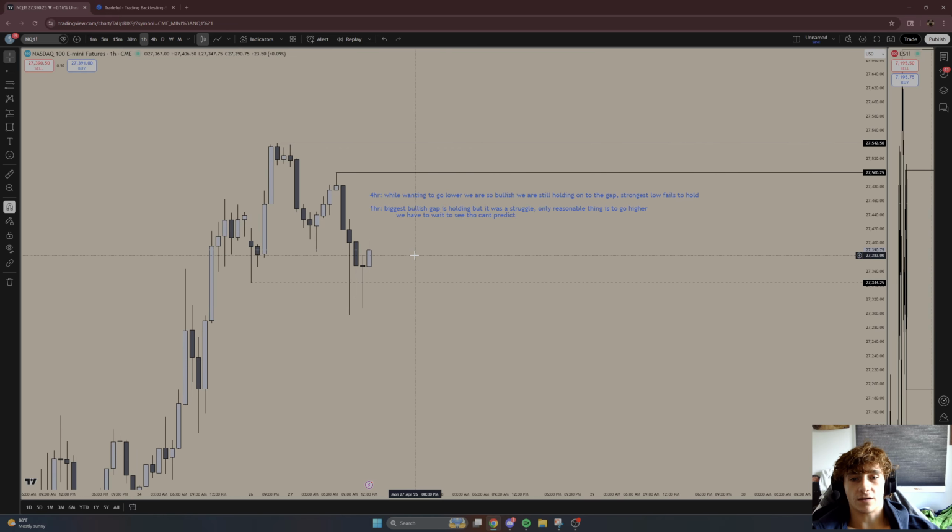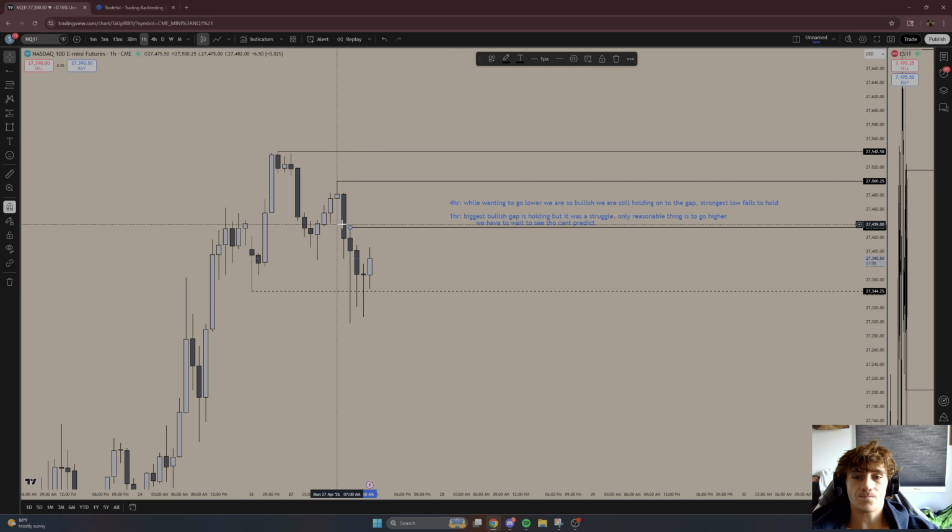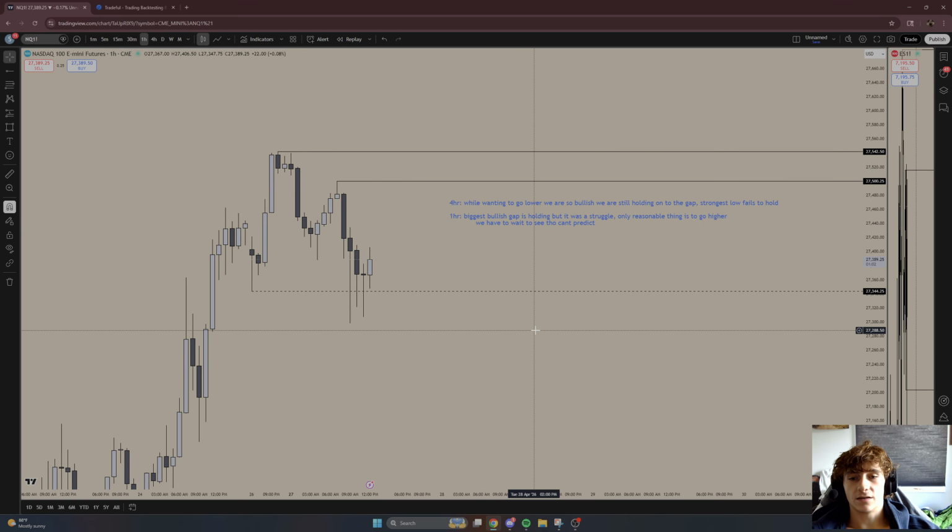Now from here, I don't know about you, but the only reasonable thing to me is to go higher at least until this gap to mitigate it, right? To tap into that. From there, we'll see how we are moving. Can't be predicting. We have to just really react to what the market gives us.